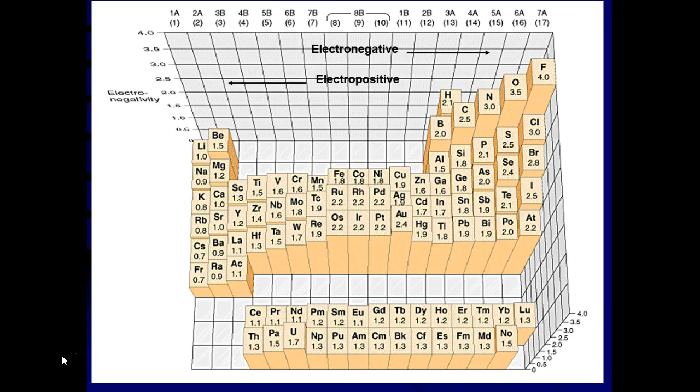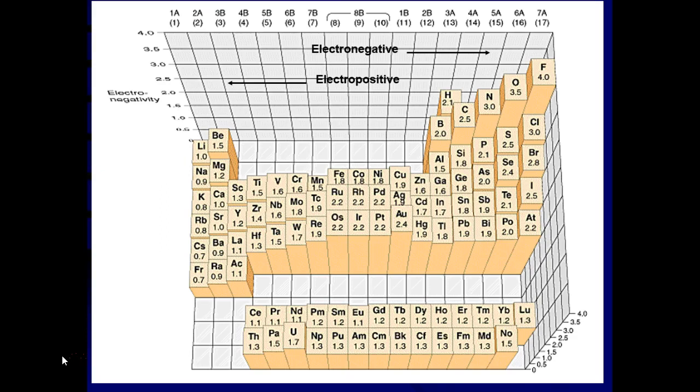But you'll notice that it gradually increases as we go to the right. And you'll notice that the highest one is fluorine. Fluorine has an electronegativity of 4.0. That's the maximum. It turns out that electrons absolutely love the fluorine atom. It is super attractive to electrons. Electrons just love to hang around fluorine.